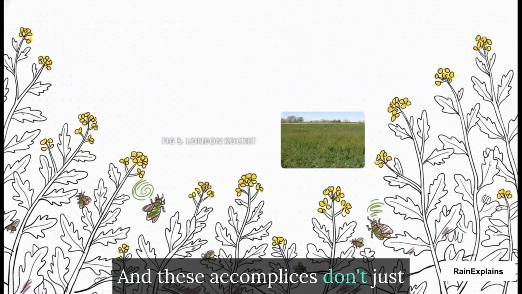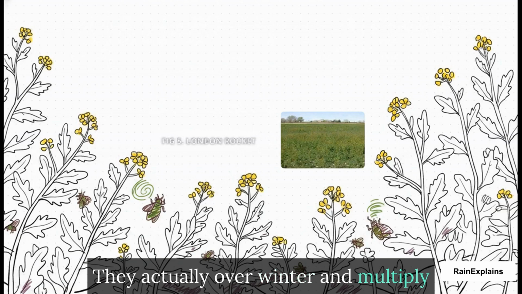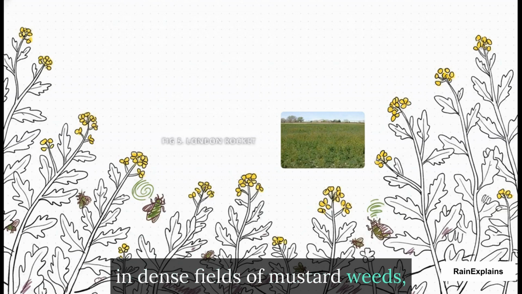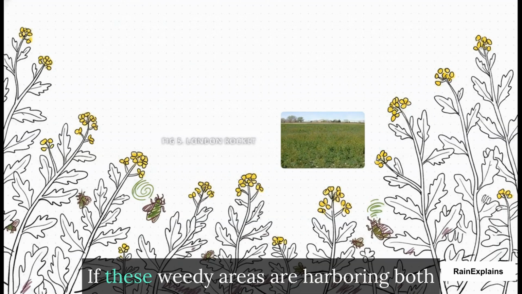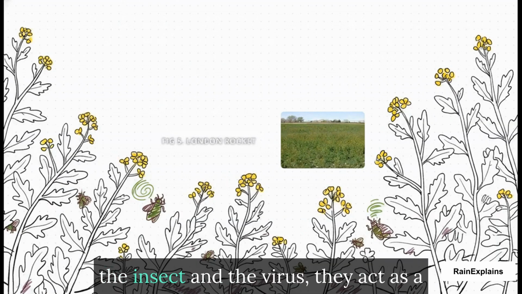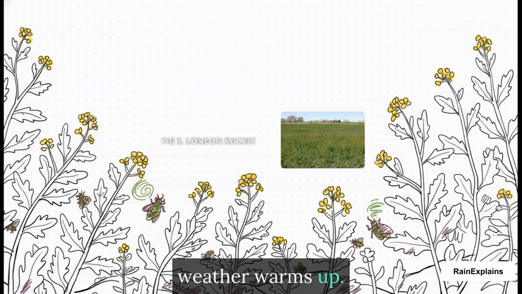And these accomplices don't just magically appear out of thin air. They actually overwinter and multiply in dense fields of mustard weeds, specifically things like London rocket and flixweed. If these weedy areas are harboring both the insect and the virus, they act as a massive reservoir, just waiting to spill over into your garden the second the weather warms up.